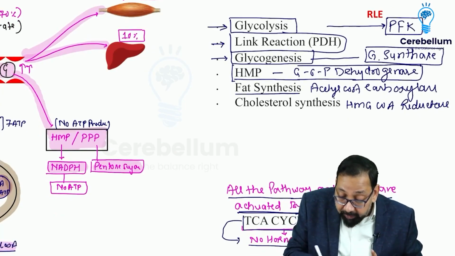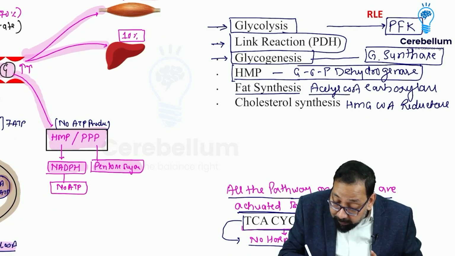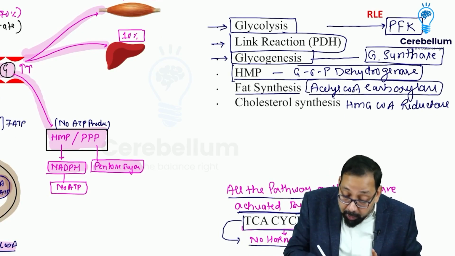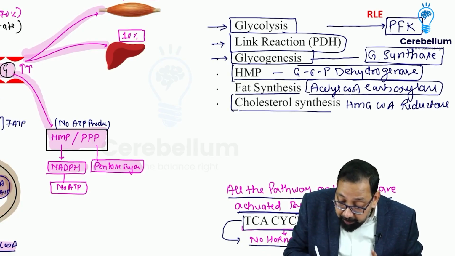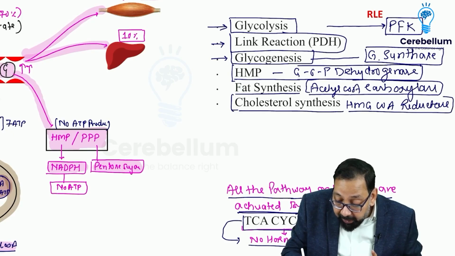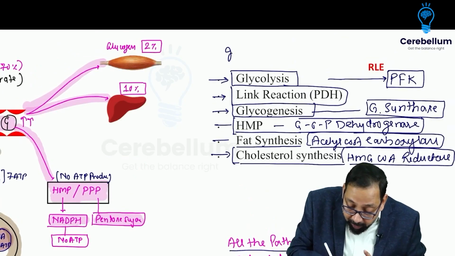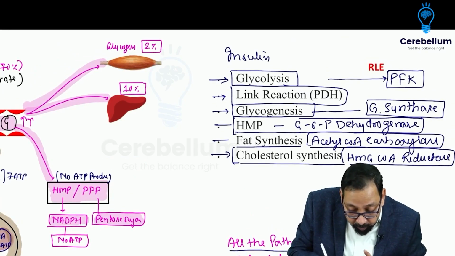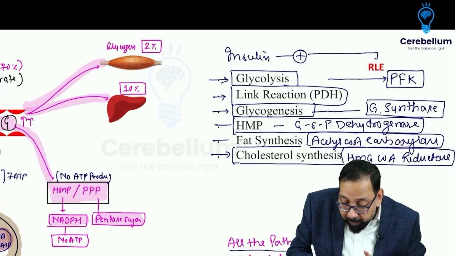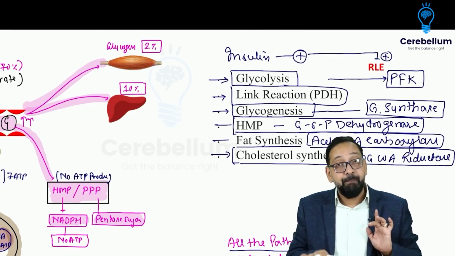Fatty acid synthesis, yes, acetyl coenzyme A carboxylase, the rate limiting enzyme, is activated by insulin. Cholesterol synthesis: the rate limiting enzyme HMG coenzyme A reductase is activated by insulin. All these pathways are activated by insulin. Insulin activates all these pathways and all these rate limiting enzymes.